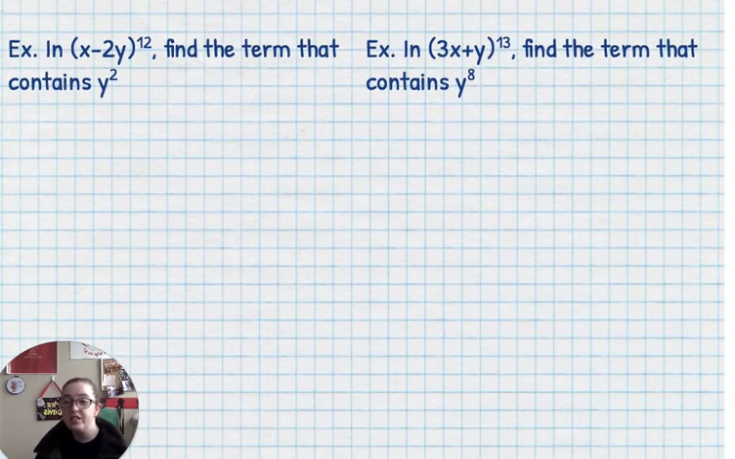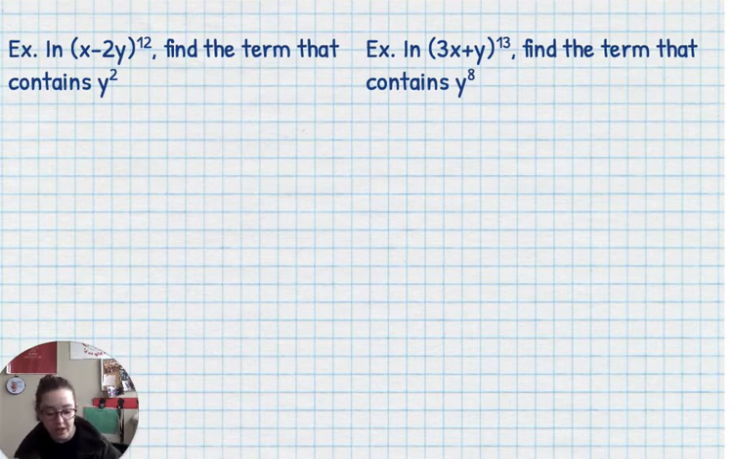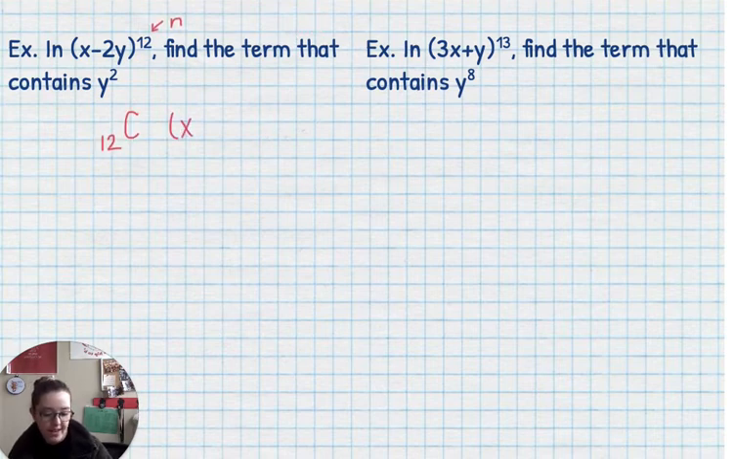Okay, so now in x minus 2y to the 12th, we want to find the term that contains y squared. So first of all, we know that n is going to have to be 12, since that's my power on my binomial. So we're going to have 12 choose something. We'll figure that out in a minute. We know we're going to have x to some power. We'll figure out that power in a moment. And then we've got negative 2y.